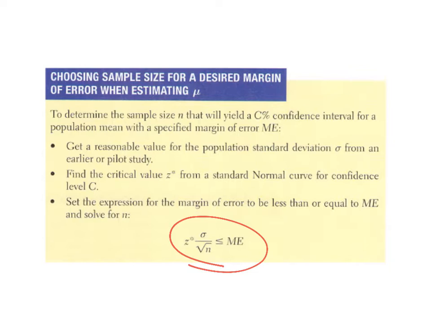Basically we're going to need some values to be able to do this. We can get a reasonable value of our standard deviation from either an earlier or a pilot study. That would be okay. We can get our critical value from a standard normal curve for a particular confidence level. And then we'll set that, again, less than or equal to the margin of error. So let's look at our example and put this into action.